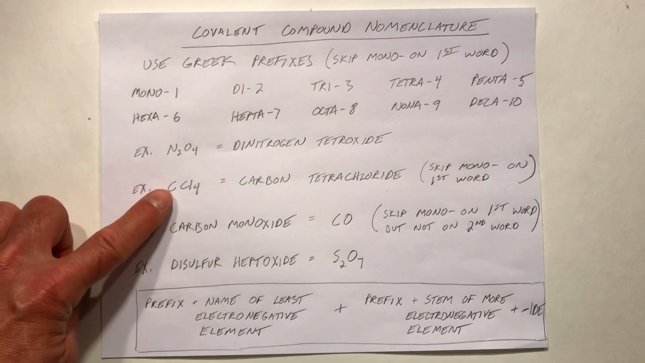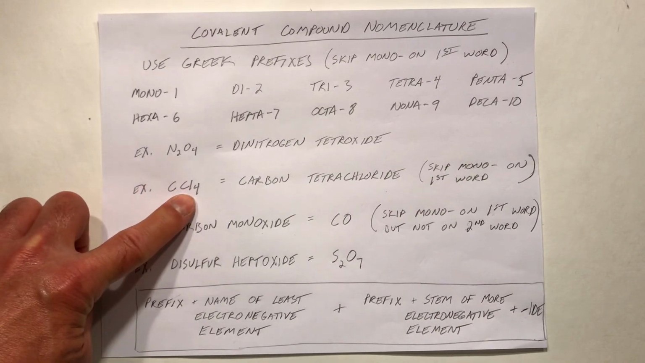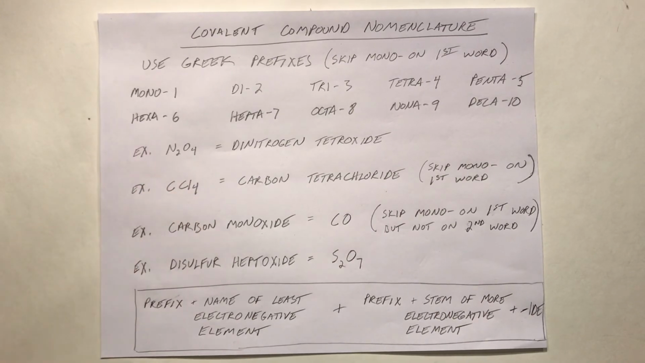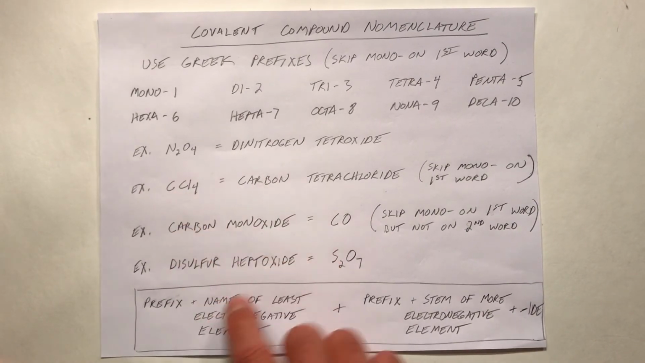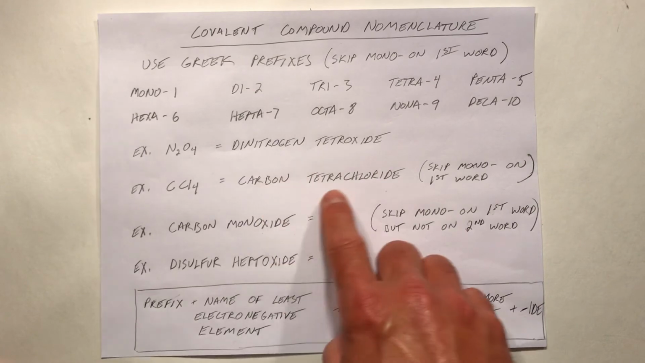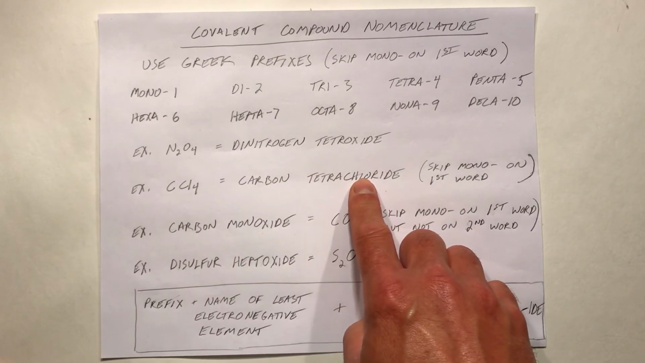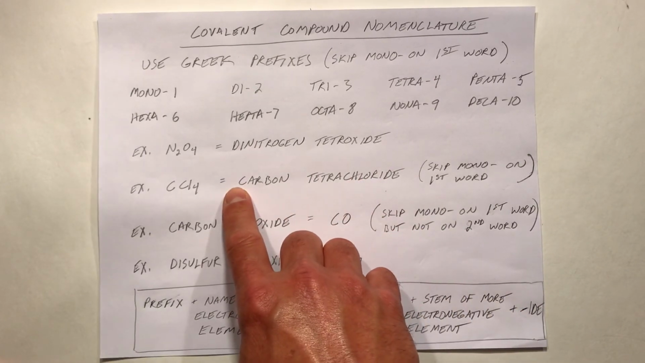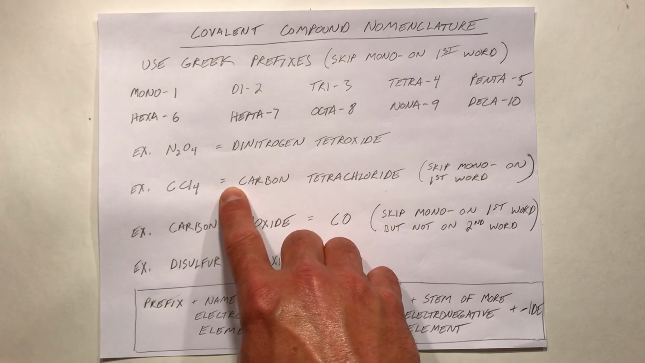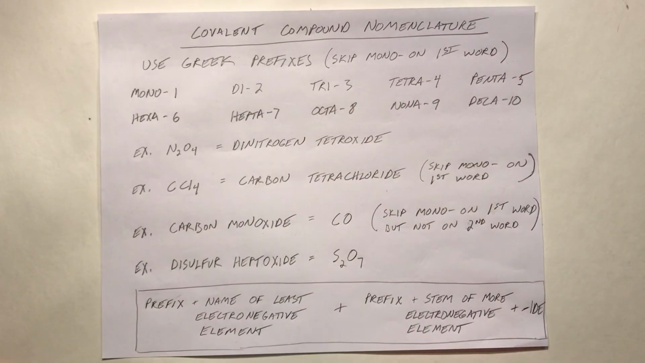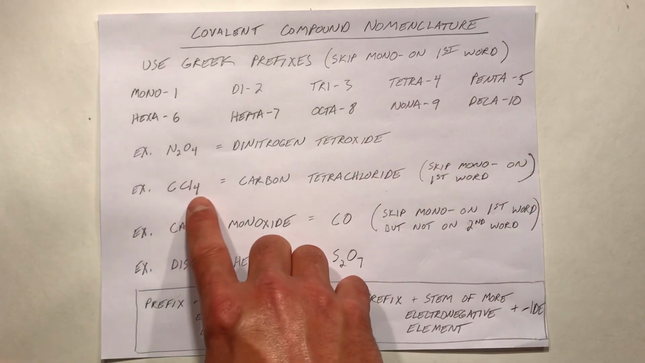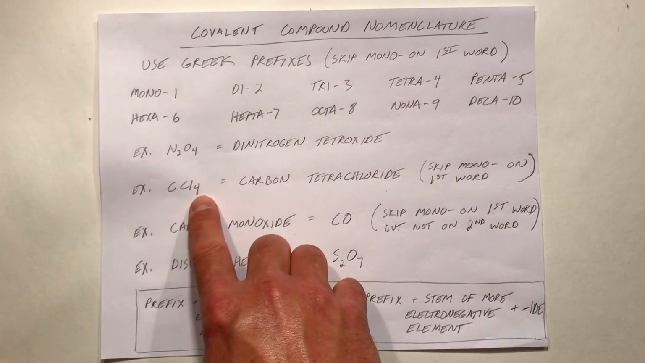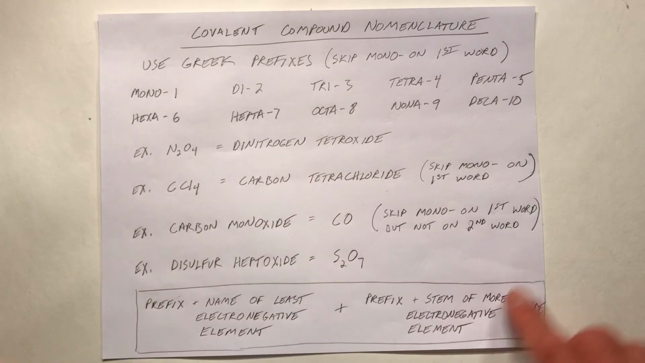Here's another example. CCl4 is the chemical formula. Notice we have 1 carbon, but we don't write 1 when we have a subscript as a 1. So carbon tetrachloride is the name. Notice how we skipped writing mono on the first word, right? We got to skip doing that. And the prefix for 4 is tetra. So 1 carbon, 4 chlorides is carbon tetrachloride. Skip mono on the first word.